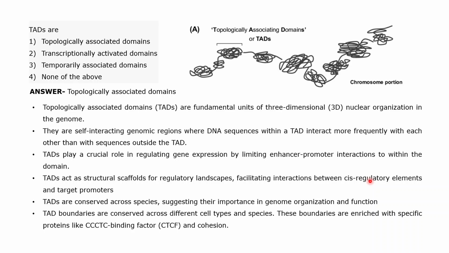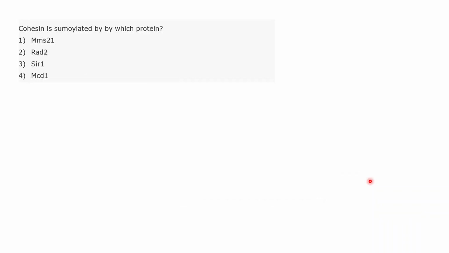Okay, so I think I am clear. So I will just move on to the next question. Okay, coming on to the next question. Cohesin is regulated by which protein: MMS21, RAD21, CIR1 or MCD1? So sumoylation is also a type of modification there. So which type of protein does that to cohesin out of these four options?